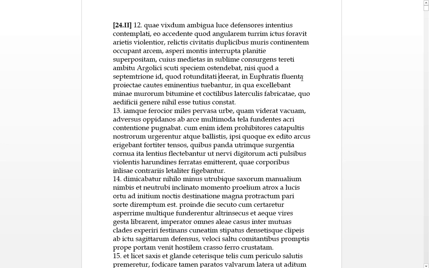In Euphrates fluenta, so something's flowing into the Euphrates. It looks like this side of the towers, which are built on these rocks, are flowing down. Projecte cortes. Cortes are broken crags and rocks again. Projecte means it's sticking out. So it could tuabanto, which means to watch or guard over. Ementius, another comparative, over this rather high thing over these projected rocks.